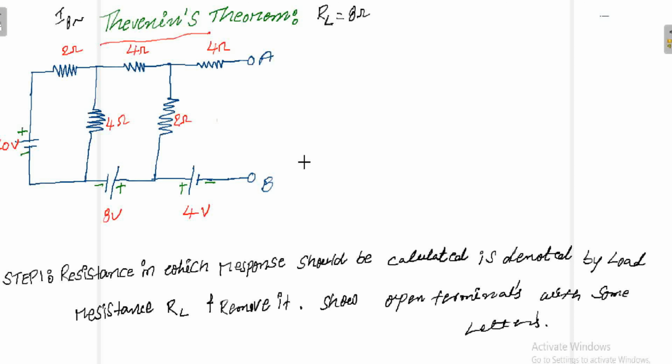In step 1, nothing much is done. You can find the response not only across 8 ohms, you can select any value. If I want to find the response at 2 ohms, then I need to remove this one. If I want to find the response across 4 ohms, I need to remove this one. Wherever you want to find the response, denote that with RL, remove it, and denote the open terminals with some letters. This is your first step.